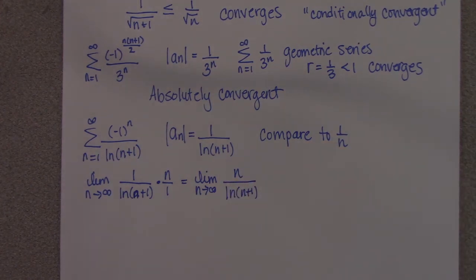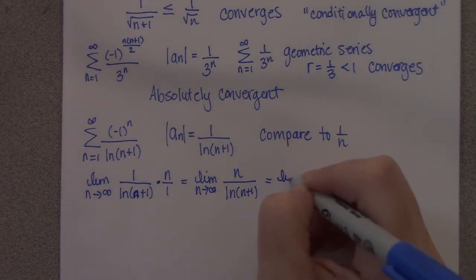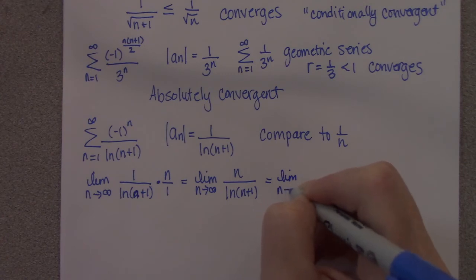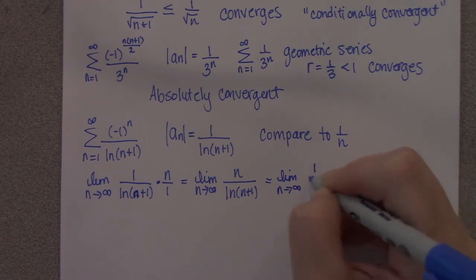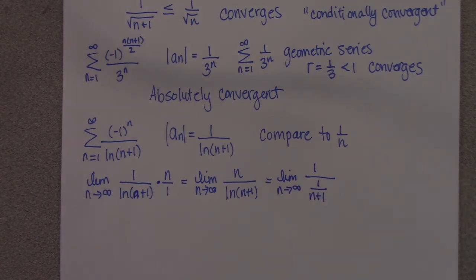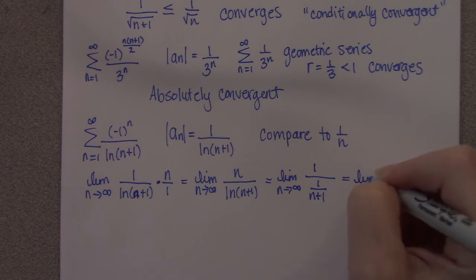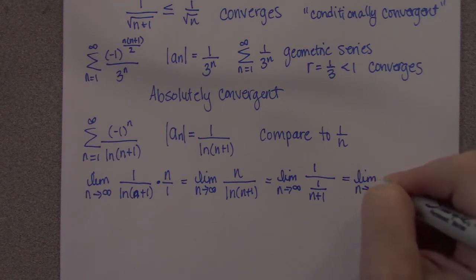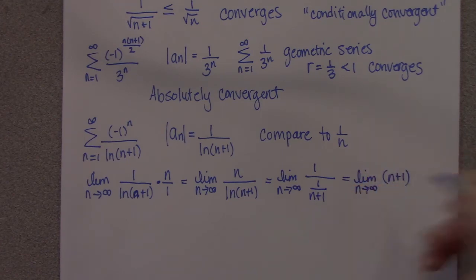This is definitely a L'Hopital situation. We have infinity over infinity. So I'm going to take the derivative of the numerator, which is just 1, and the derivative of the denominator is 1 over n plus 1. So when I flip this fraction and multiply times the reciprocal, I'm taking the limit of this. And this limit is infinity.